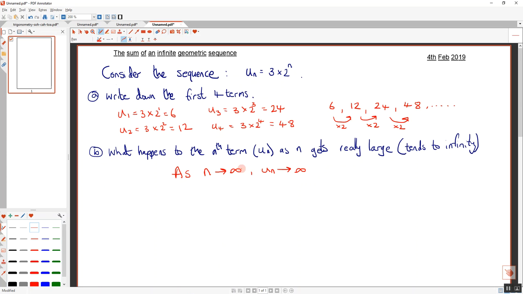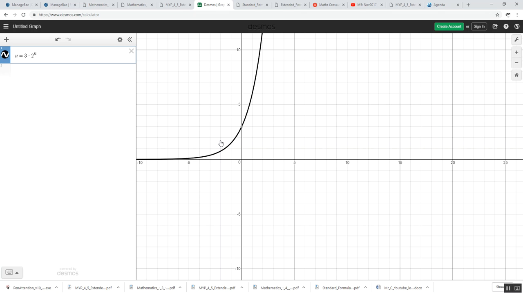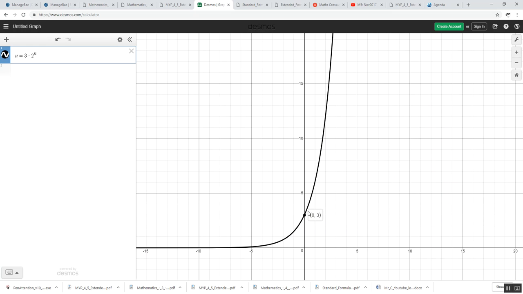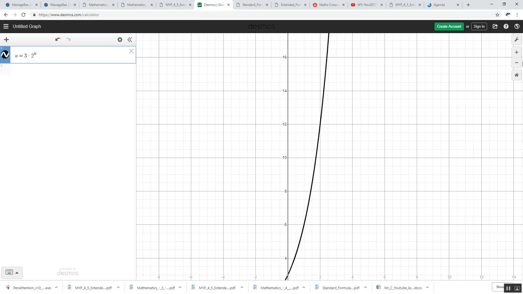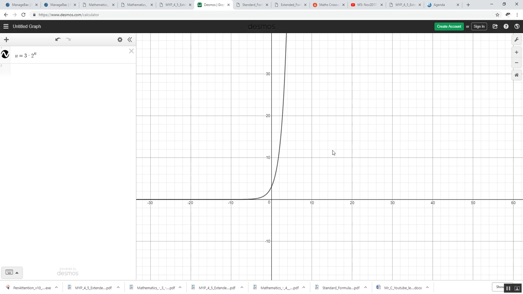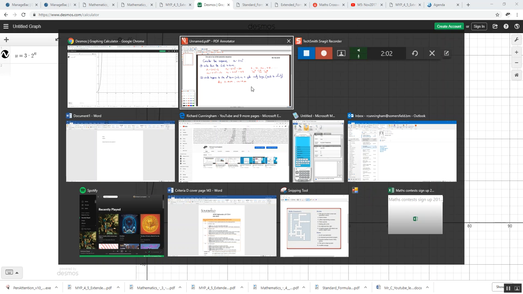We can see this. I'll come back to the screen in a second. If I put this in as a graph, I've got Un equals 3 multiplied by 2 to the power of n. Okay, so there is the graph of this. And we can see as n gets really large, our graph is increasing and increasing and increasing and getting bigger and bigger and bigger. Yep. So we're only actually interested in the positive values. Okay, as n gets large, our graph is increasing. Is that okay, Lily? Yeah.